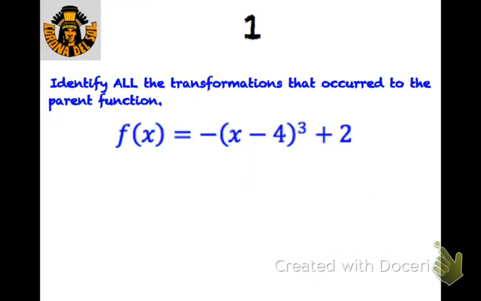All right, on this first one, we want to identify the transformations. So first, the negative sign here on the outside, that's going to be a reflection over the x-axis, or what we can say is that it's a vertical reflection.